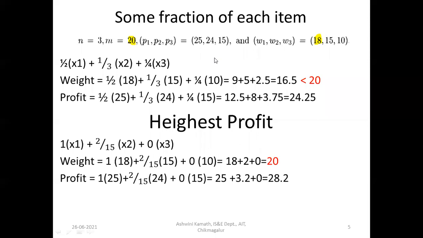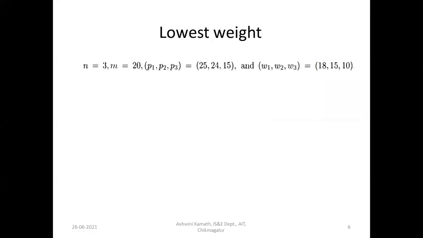Let us discuss the third method, that is lowest weight. So we have the capacity of the knapsack equal to 20 again. These are the values we have, the profits 25, 24, 15 and the weights 18, 15, and 10. The lowest weight among these is the third one with 10 kg. So add it completely. So 1 into x3. The third item is added completely, and the second least weight item is the second one with 15 kg.